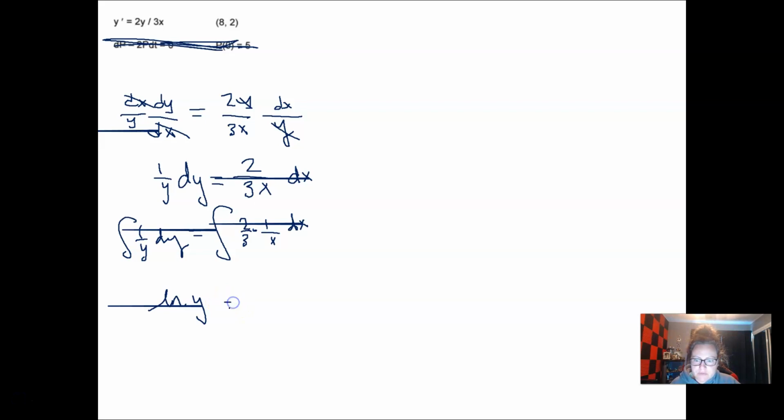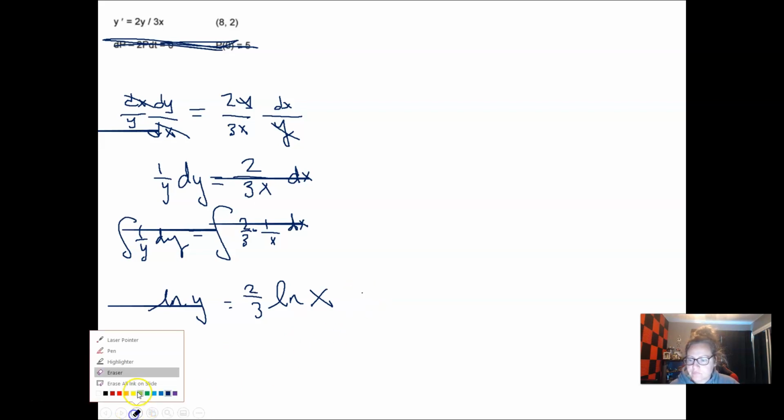Okay, equals 2/3 is a constant, so that comes down. Ln of x. Oops, no dx. Let me erase that. Okay, plus c.